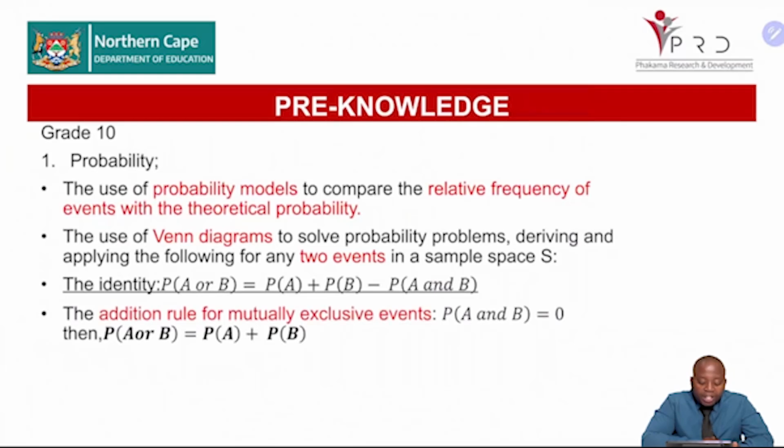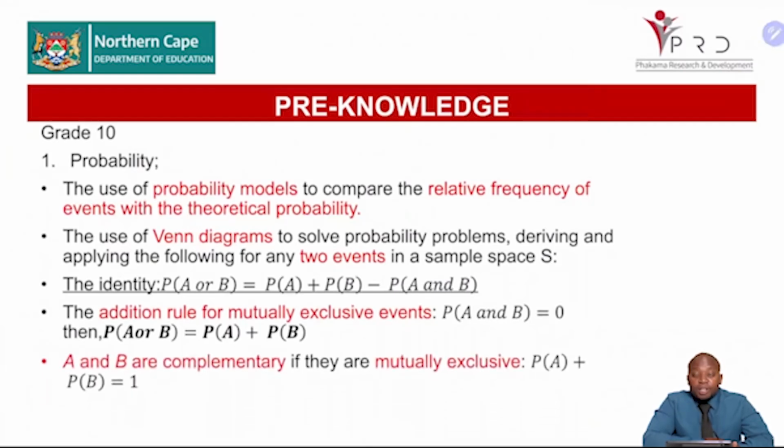You must know the addition rule for mutually exclusive events, and the rule is P(A and B) is equal to 0 when we are saying the events are mutually exclusive. Then P(A or B) is equal to the probability of A plus the probability of B. And we are saying A and B are complementary if they are mutually exclusive. We will dive deep into the concept of mutually exclusive when we look at events that cannot occur at the same time.